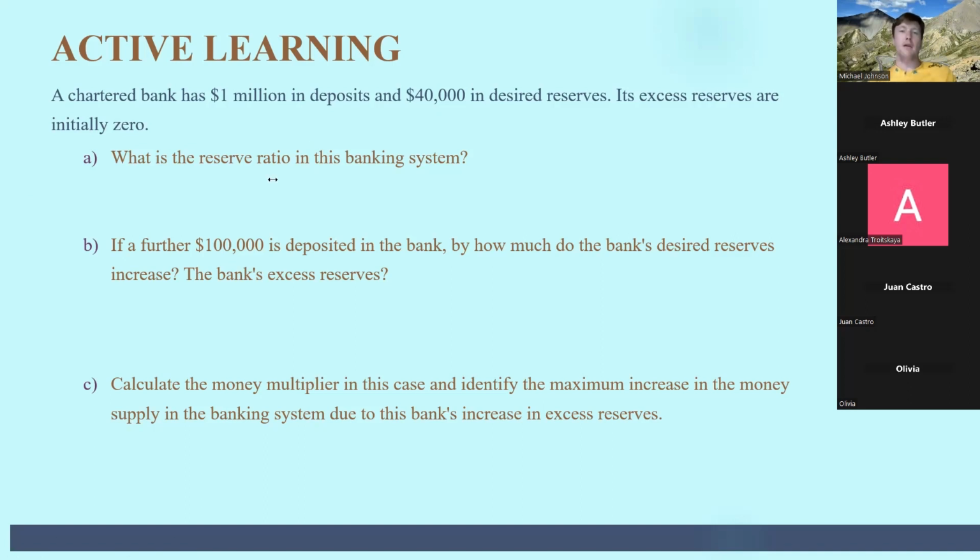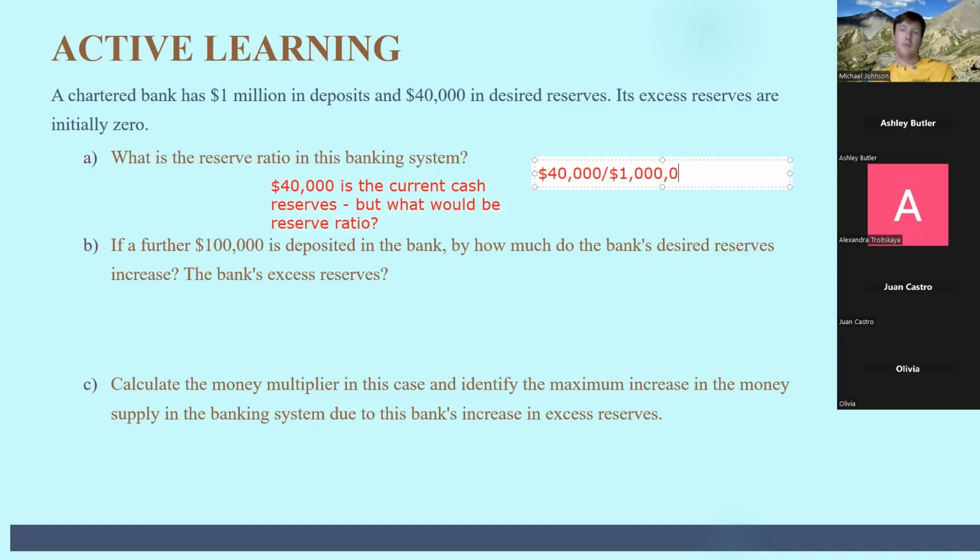So that's the amount of reserves. So 40,000 is the current cash reserves. But what would be the reserve ratio? So it will be the ratio of 40,000 to 1 million. Yes, exactly. That's great.